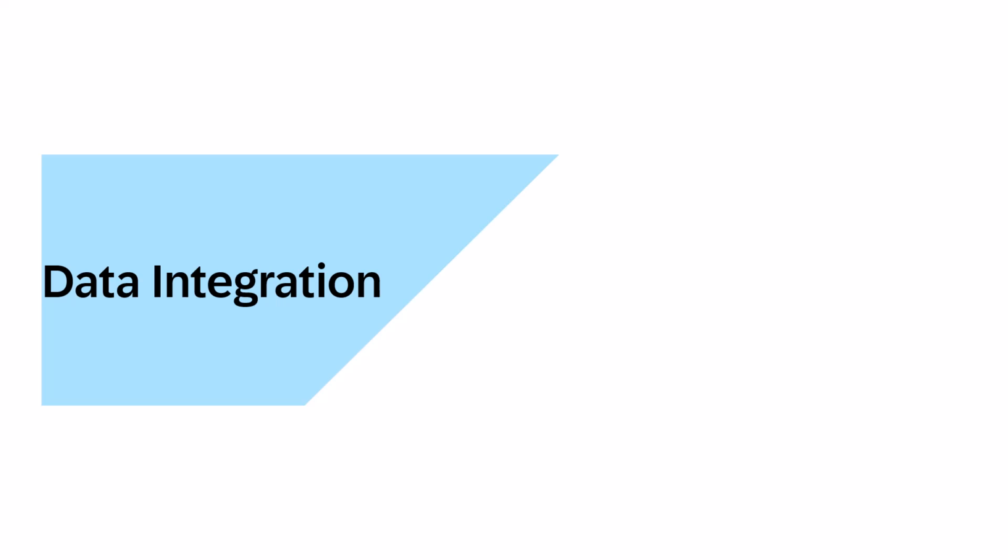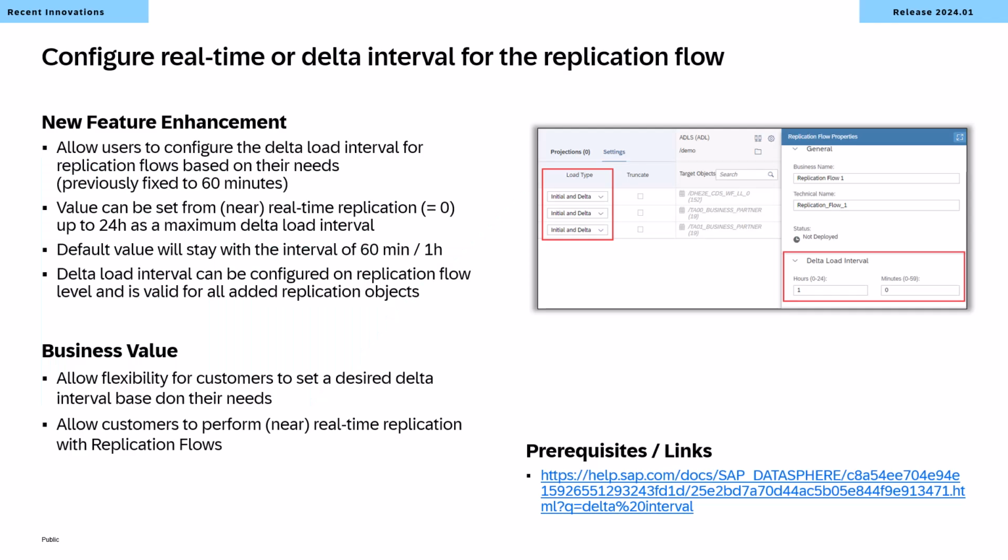So I have one topic I want to share with you, and that is about configuring real-time or delta intervals for the replication flow. That was one of the features of the first release of this year, 2024.01. What this feature enhancement basically does is lets you configure the delta load interval for replication flows based on your needs. So previously this was fixed to 60 minutes or 1 hour, and now the value can be set from near real-time replication, if you set that value to 0, up to 24 hours as a maximum delta load interval, meaning you would load once a day.